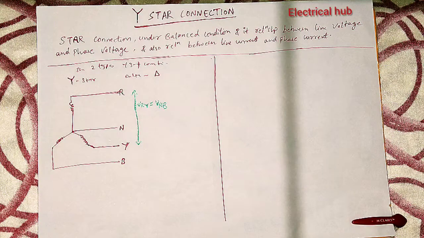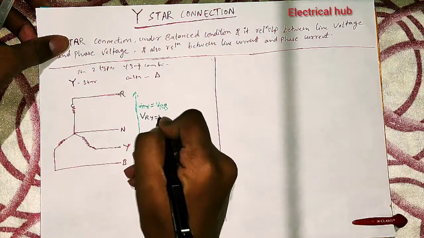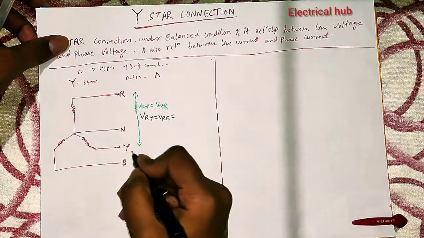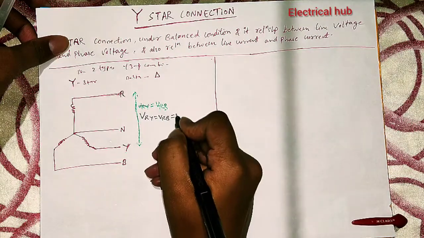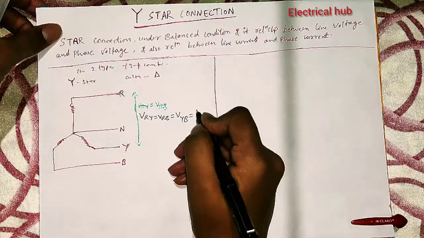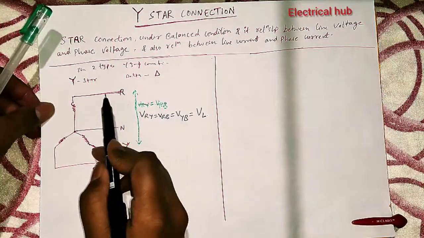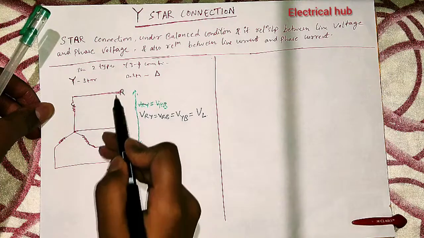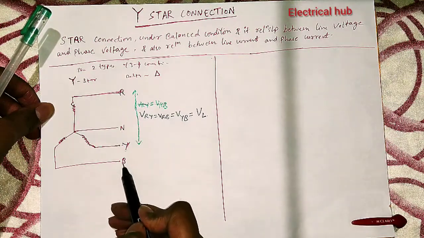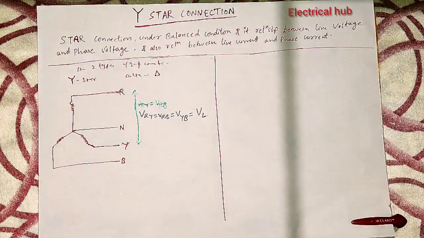I think this sparkle pen is a little too bright. Let me write this with a black pen: VRY equal to VRB equal to VYB. So these are the line voltages. The voltage between two line wires, which means between R and Y, or between R and B, or between Y and B, is known as line voltage. You have to understand this.